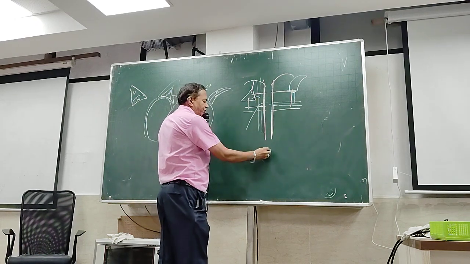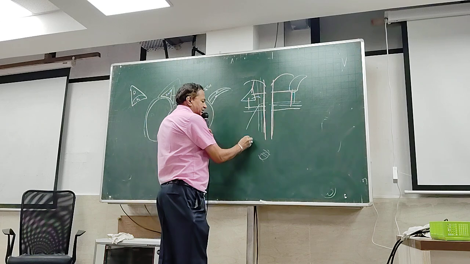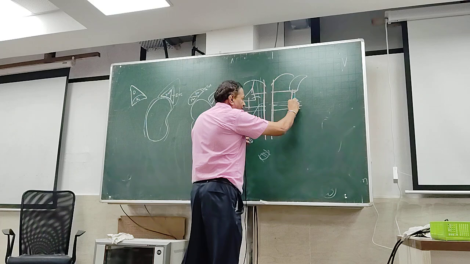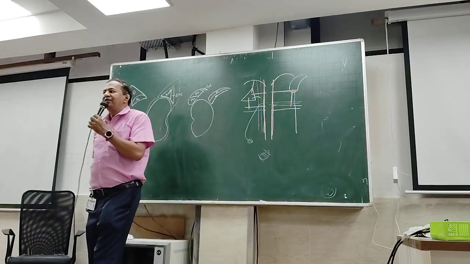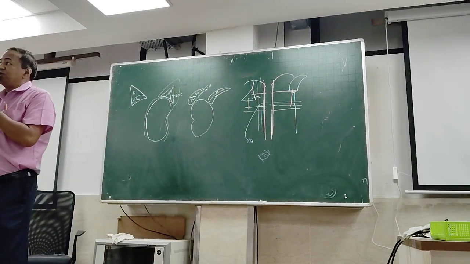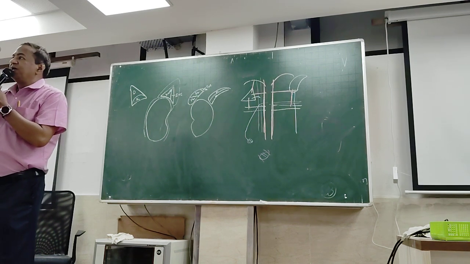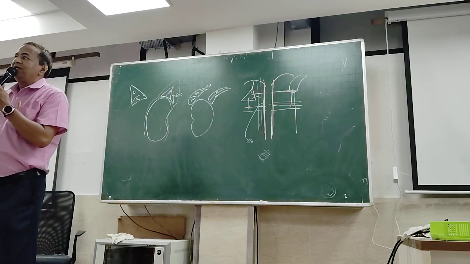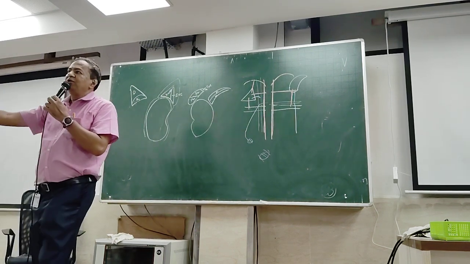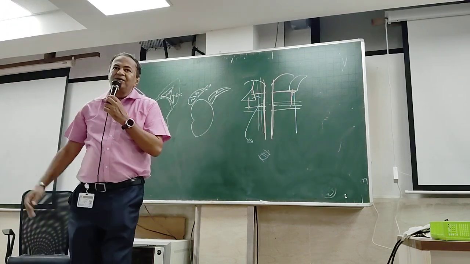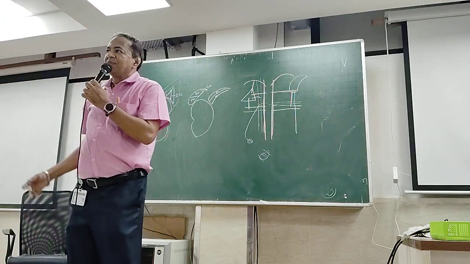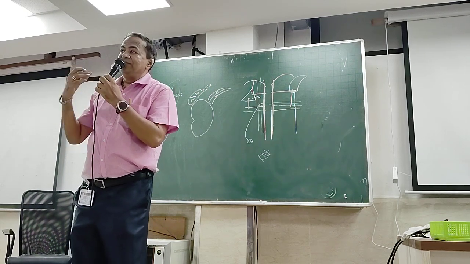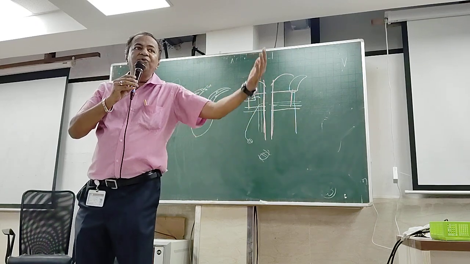Pampiniform plexus forms four veins at the external ring, two veins at the deep ring, and then forms a testicular vein which goes to the IVC. But on the left side, the testicular vein was draining into the renal vein. So suprarenal and testes, both on the right side, drain into the IVC, and both on the left side, drain into the renal vein.